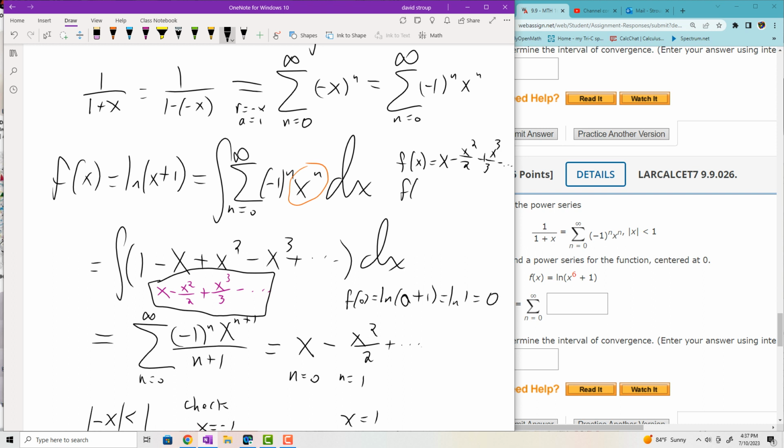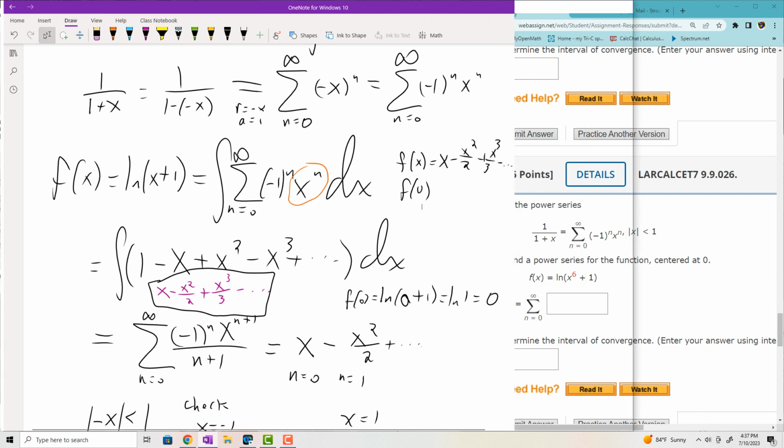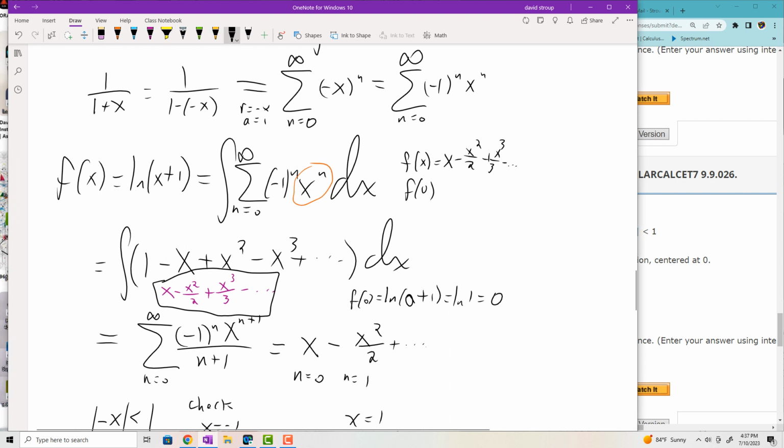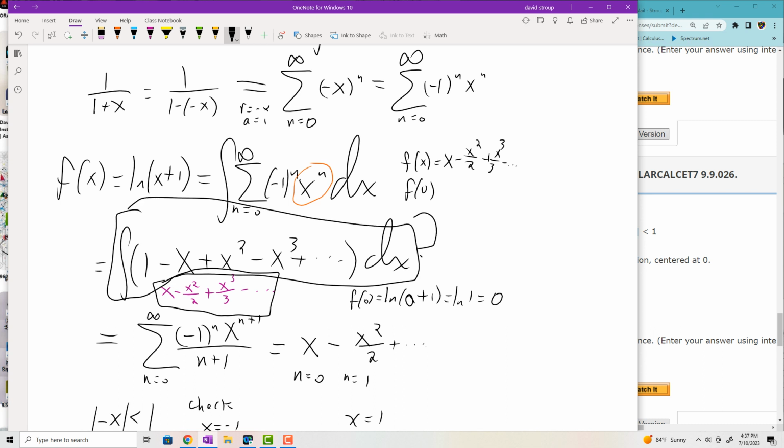If you plug in 0, and we're presuming that there's still a plus c involved in the picture. Okay. So after I integrated in this step, what I got was this thing, but with a plus c, right? And what I'm saying is when you plug in 0, we know the answer has to be 0.